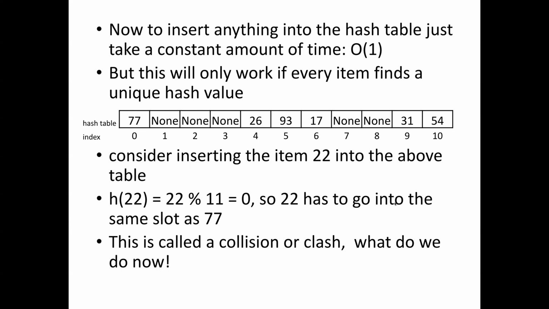For example, 22 modulo 11 is 0. So 22 is going into the same slot as 77. Well, 0 is already filled with 77. So what do you do, right? This is called a collision, a clash. A collision occurs very often when you design a hash table.